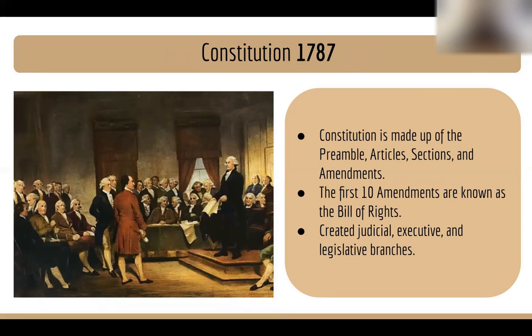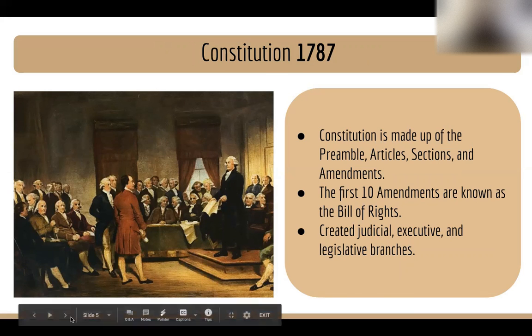But what was really so great about this Constitution was that it created three different branches of government, known as the judicial branch, the executive branch, and the legislative branch. The judicial branch is like the court, the judges. You have the executive branch, which is more like the president, and then you have the legislative branch, which is like Congress.